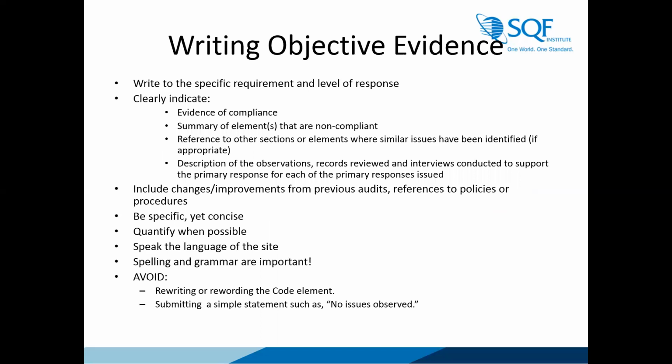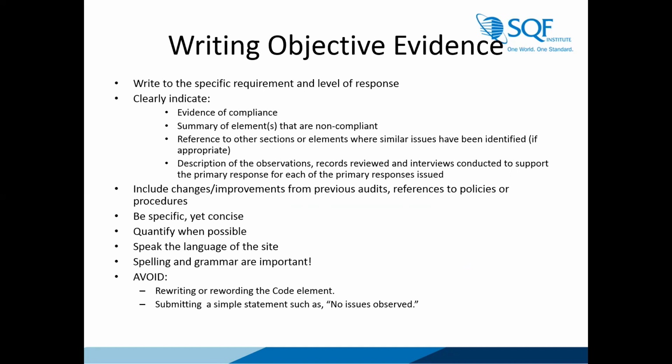So then we get into writing objective evidence. So you've collected all your facts, and now you've got to put it in your report. And how can you do that? What's the best way to do that? So what you need to first understand is whether what you've collected is in compliance or out of compliance. So you need to understand whether you're going to write your objective evidence, your written evidence, to something that has been reported as meeting the requirements of the code or not meeting the requirements of the code.